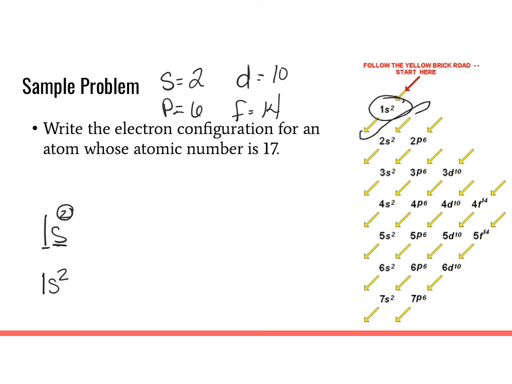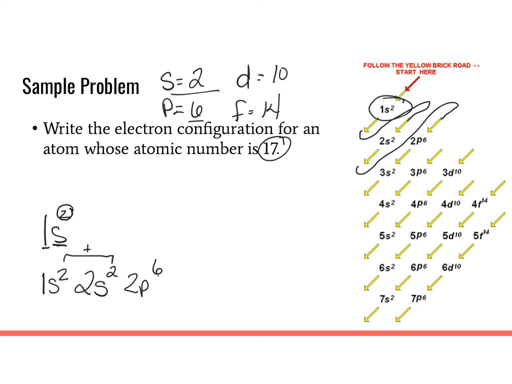Then I'm going to follow my road. The next one I can go to is the 2s. So I'm going to go 2s. And how many can go in an s orbital? Well, it's 2. So at this point, if I add these, I know that I have 4 electrons taken care of, but I want 17, so I'm not done yet. So I'm going to keep going. Next up, I'm going to go 2p, and I can fit 6 there. So now 6 plus 2 plus 2 is 10. I still need 7 more.